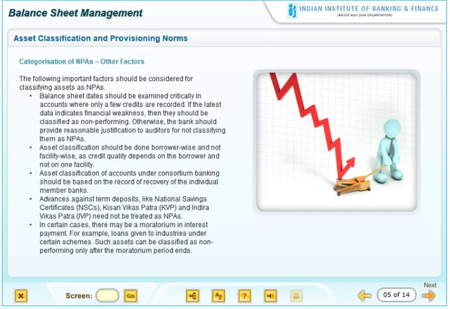In certain cases, there may be a moratorium in interest payment. For example, loans given to industries under certain schemes. Such assets can be classified as non-performing only after the moratorium period ends.